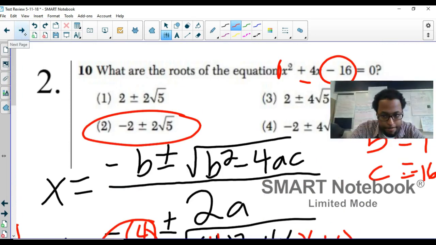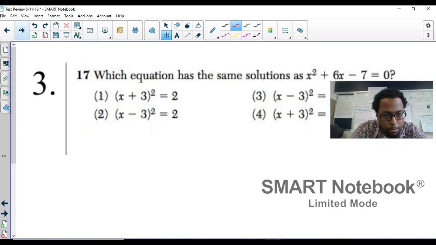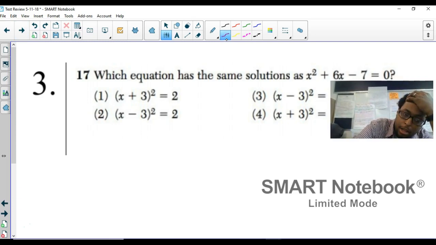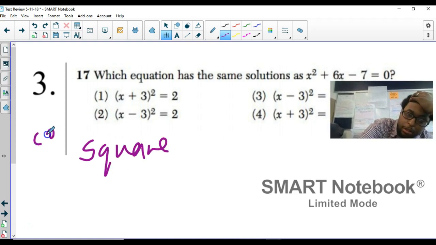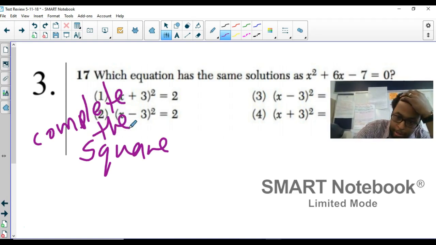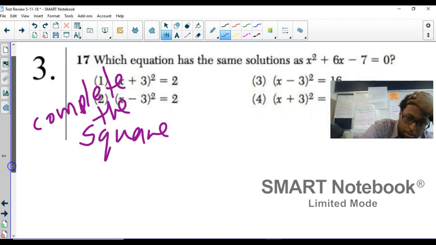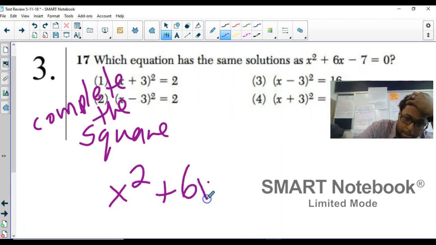Okay. Question number 3. Which equation has the same solution? So this is a completing the square question, okay? Complete the square. I'll explain how to do it again. So, we're going to take the question: x squared plus 6x minus 7 equals 0.